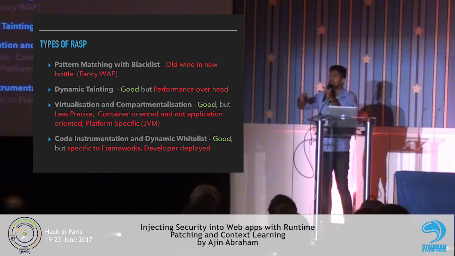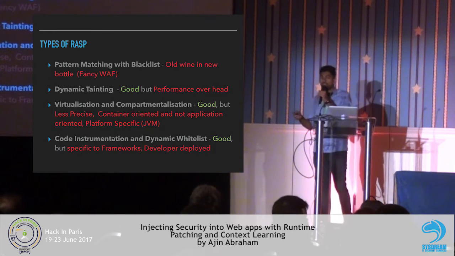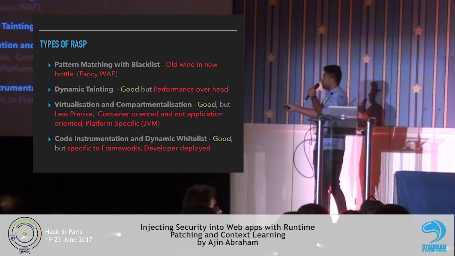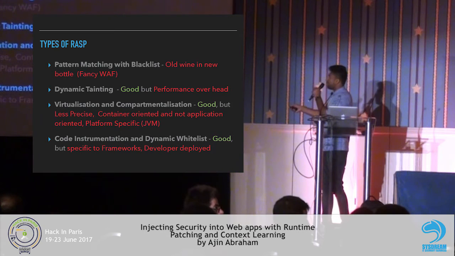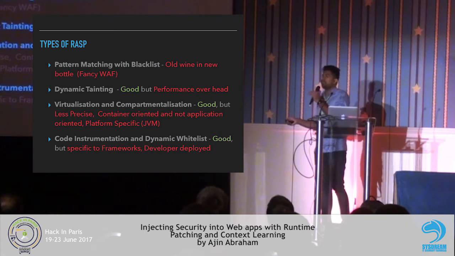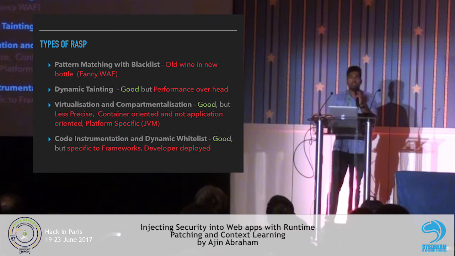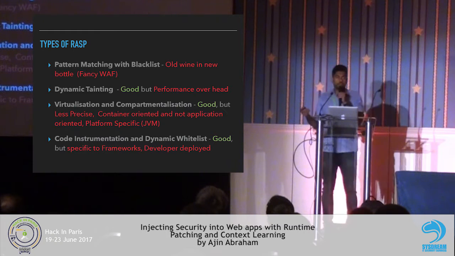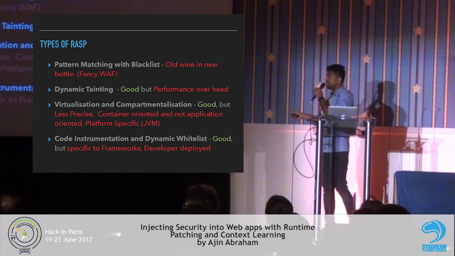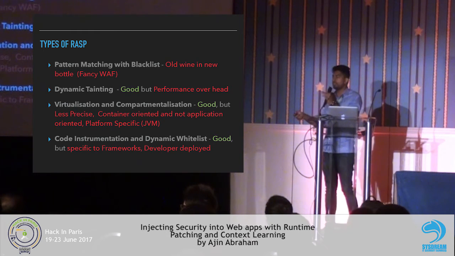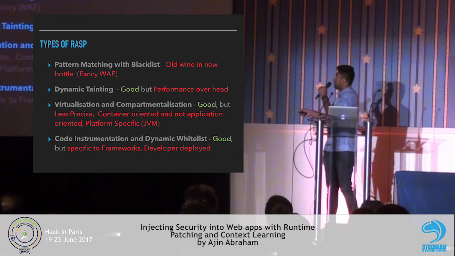I got it from a couple of researchers or a couple of open source implementations that I have seen outside. There is one type with pattern matching and blacklist. So that's just your typical WAF. It's old wine in a new bottle. It's not the right thing. It doesn't even deserve to be called a RASP. It's just your WAF, more like a software WAF.